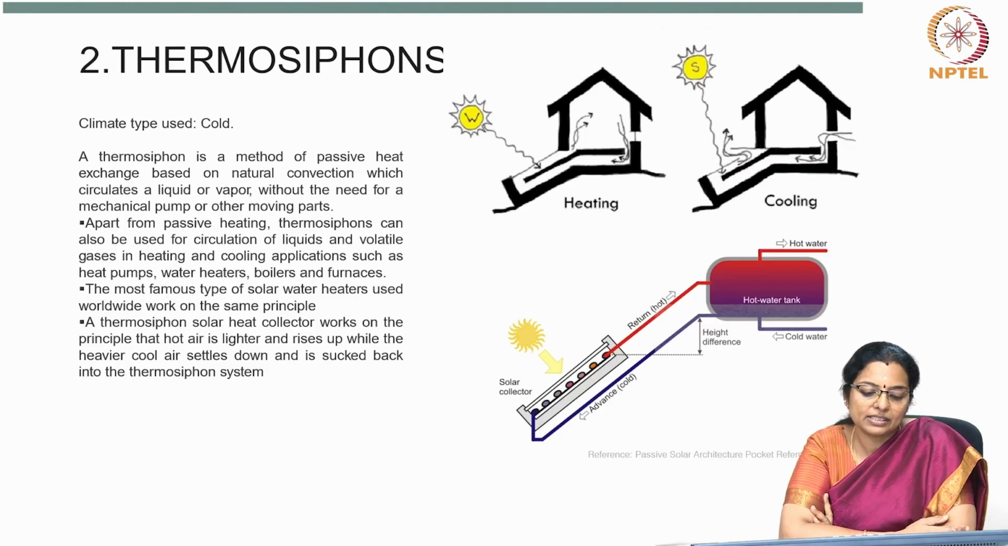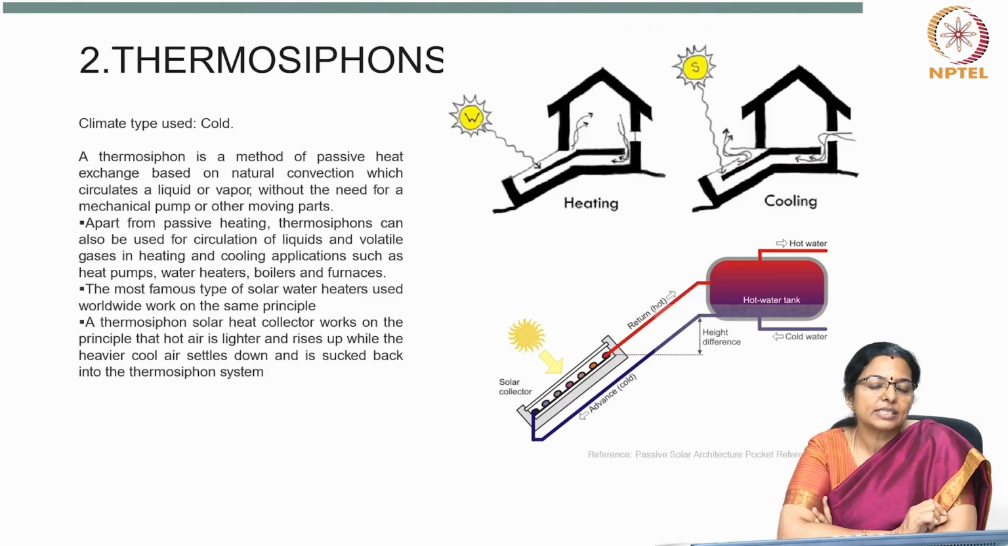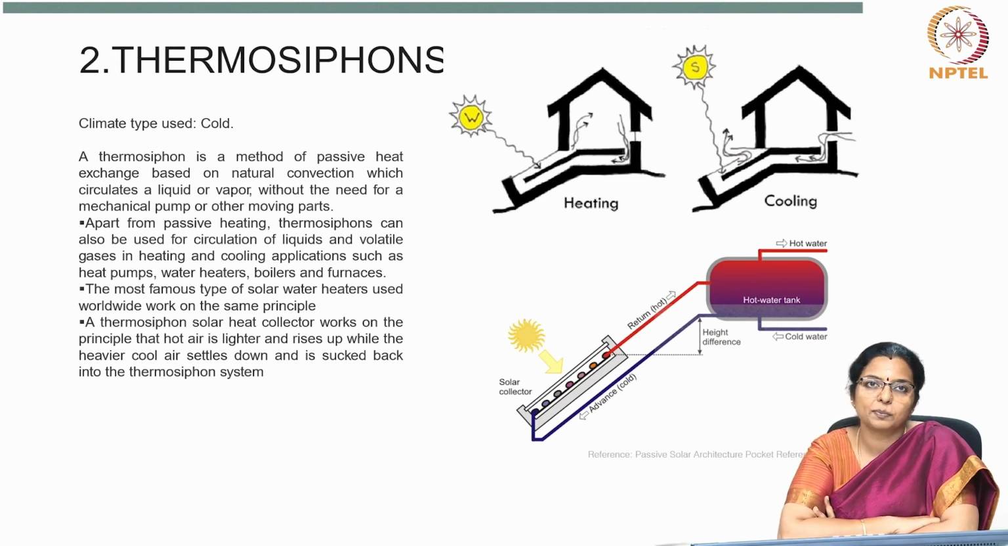Now, a thermosiphon is a method of passive heat exchange based on natural convection. It circulates a liquid or vapor without the need for a mechanical pump or other moving parts. Apart from passive heating, thermosiphons can also be used for circulation of liquids and volatile gases in heating and cooling applications such as heat pumps, water heaters, boilers, etc. The most famous type of solar water heater used worldwide works on this principle.